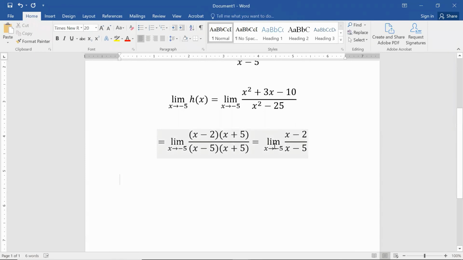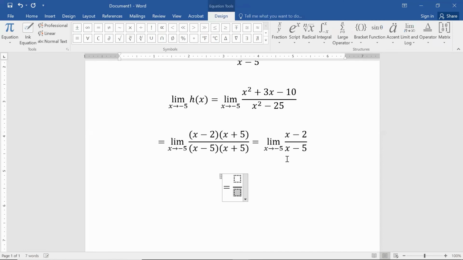And so now, once I have this as the limit of x minus 2 divided by x minus 5 as x goes to negative 5, there's no problem with my denominator, and I can just plug in a negative 5 for my x in both places. And it looks like we're going to get negative 7 over negative 10, which is 7/10, which is 0.7, however you want to write that. There's a number of ways to write that.